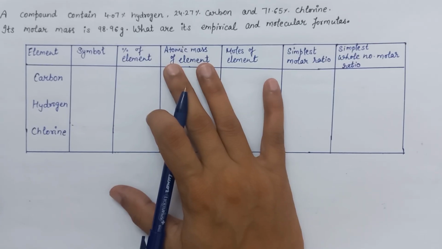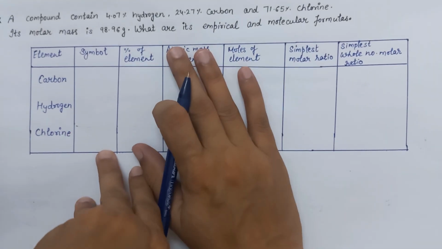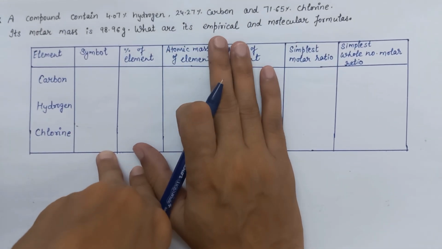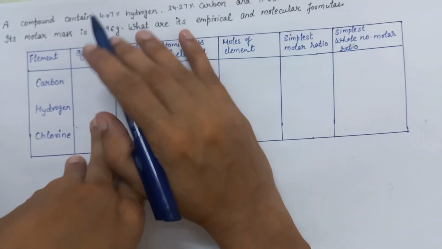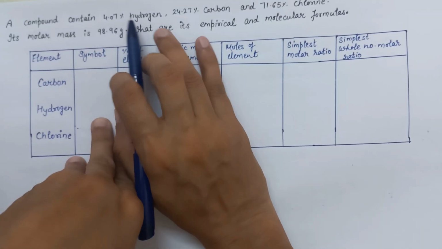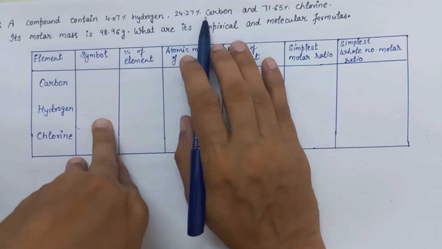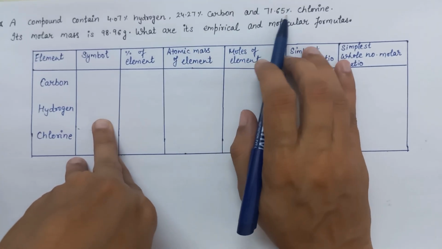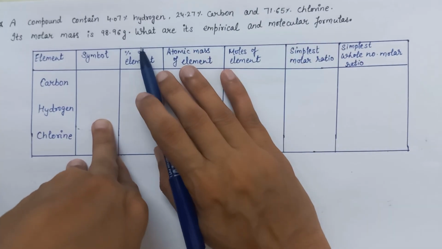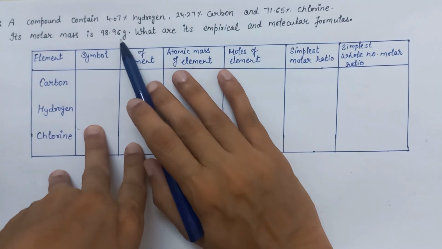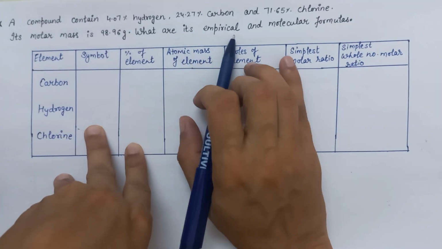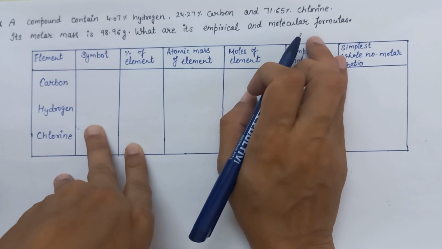As in the previous video, we have discussed the concept of the empirical and the molecular formula and the steps how we can determine the empirical formula of a compound. So in this video, we will consider another example in order to make the concept more clear. Here we are given a compound that contains 4.07% hydrogen, 24.27% carbon and 71.65% chlorine, and its molar mass is 98.96 gram, and we have to calculate its empirical and the molecular formula.